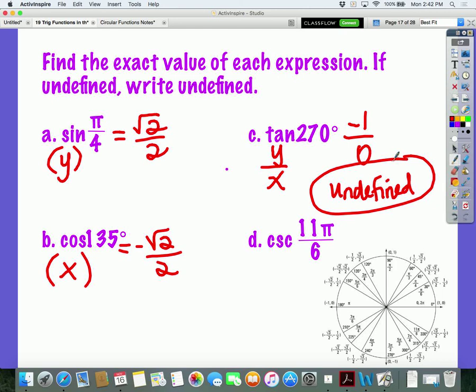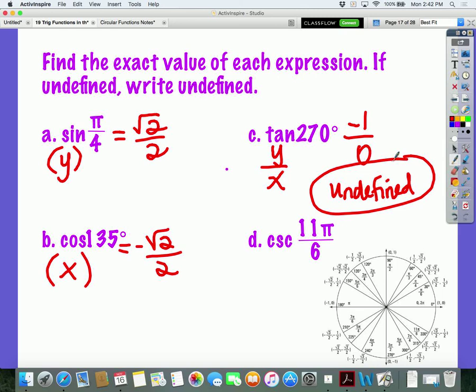It's going to make a lot more sense when we actually talk about the graphs of these trig functions. Okay? And if there's a 0 in the denominator, flashback, 0 in the denominator means there's what type of discontinuity? Infinite. So that means on the graph of tangent, and don't worry, we'll get to those in due time, it's going to be an asymptote at 270.